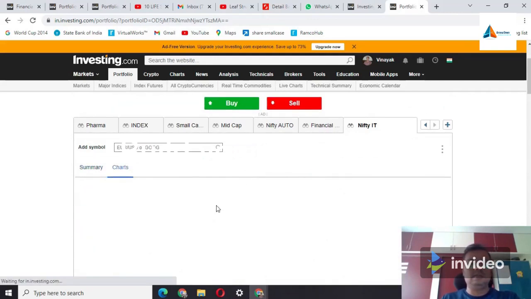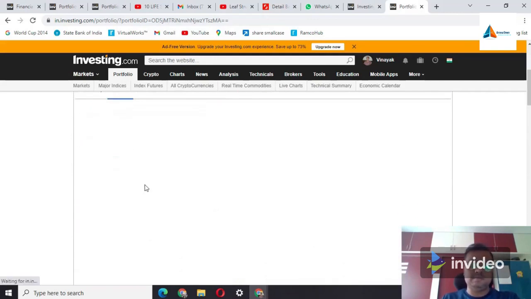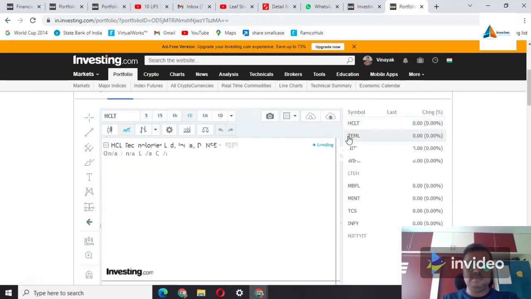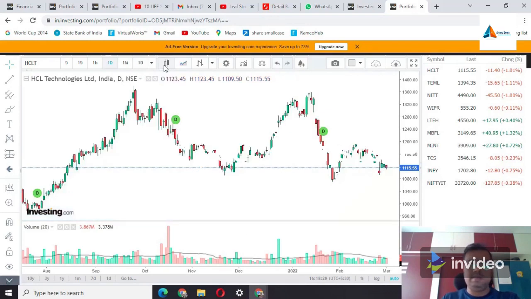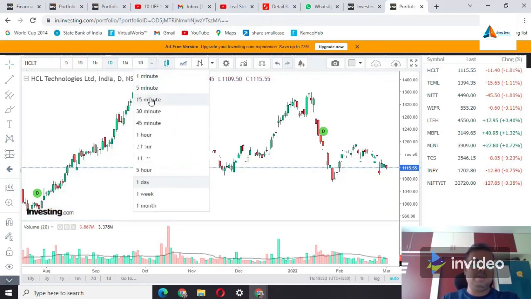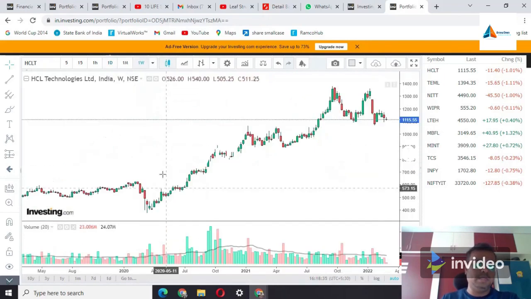Just click on the chart here, and then make it bigger. Then we need to add certain parameters to this. First thing is to change the chart to the candlestick pattern and put it on a daily basis, or better, long-term investment should always be done on a weekly basis.